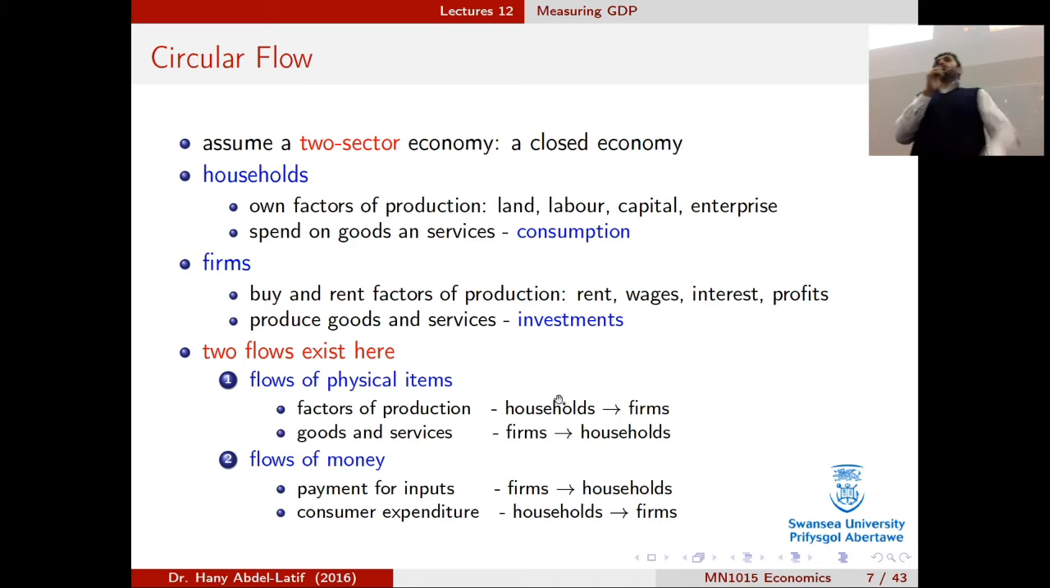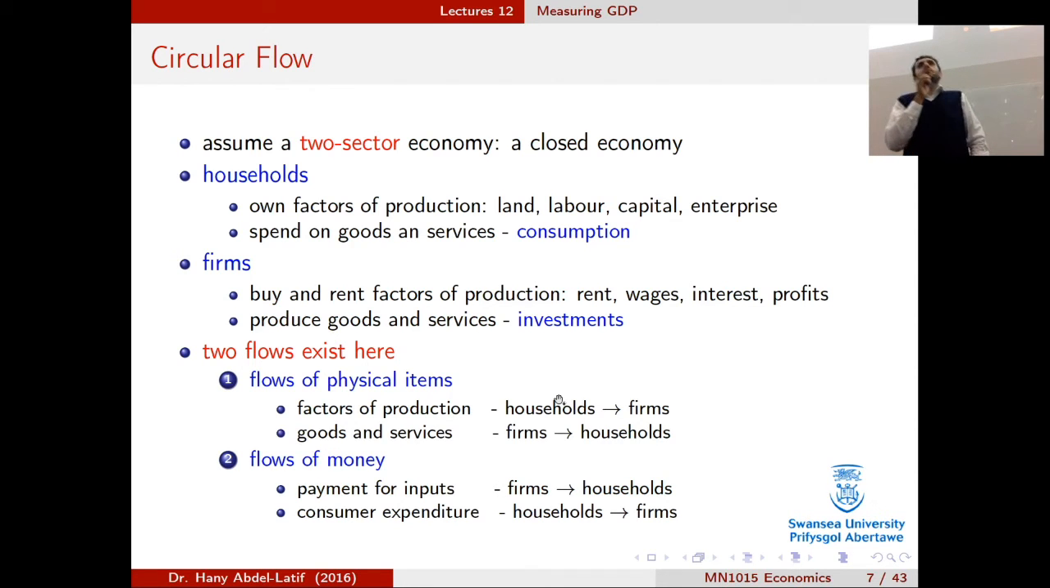So what do households do? They own factors of production. Do you remember what the factors of production are? Land, labor, capital, entrepreneurship. These are the four factors of production, and they are owned by households. And what else do they do? They spend on goods and services, and this spending we call consumption. So what households spend on goods and services is consumption.